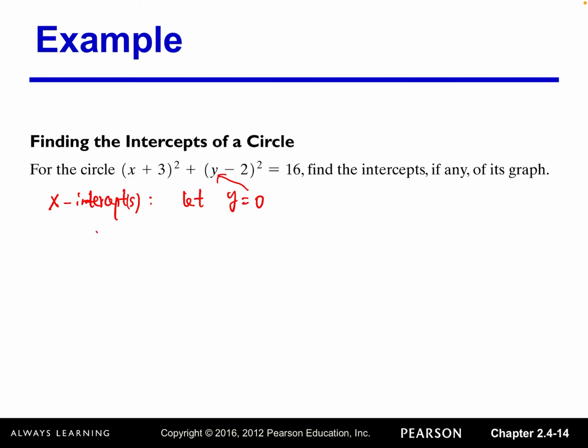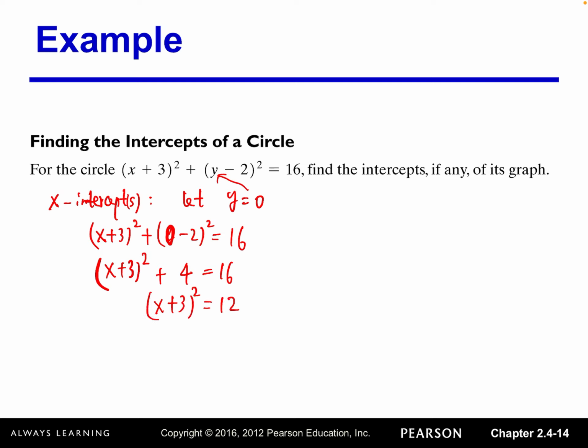And then simplify. So we have x plus 3 squared plus y, where we replace y by 0, 0 minus 2 squared equals 16. So that's x plus 3 squared plus -2 squared, we got a 4, right, equals 16. And then subtract 4 on both sides of the equation. We have x plus 3 squared equals 12. And then we can use the square root method. Find the square root of both sides of the equation. So x plus 3 equals plus or minus square root of 12.